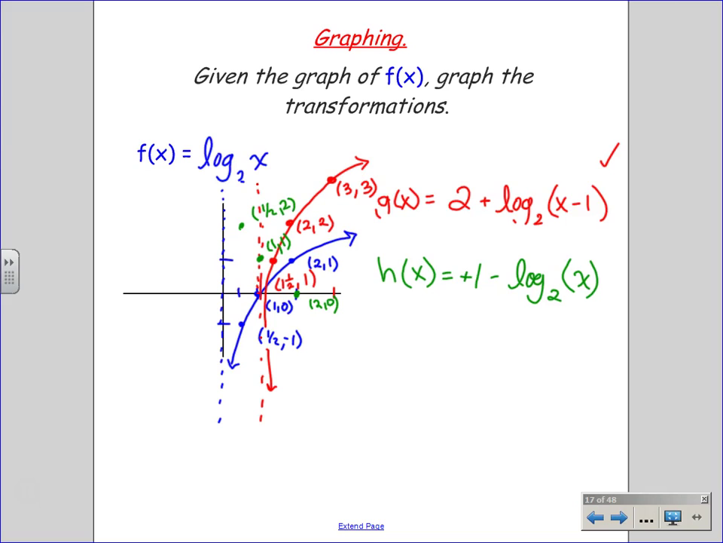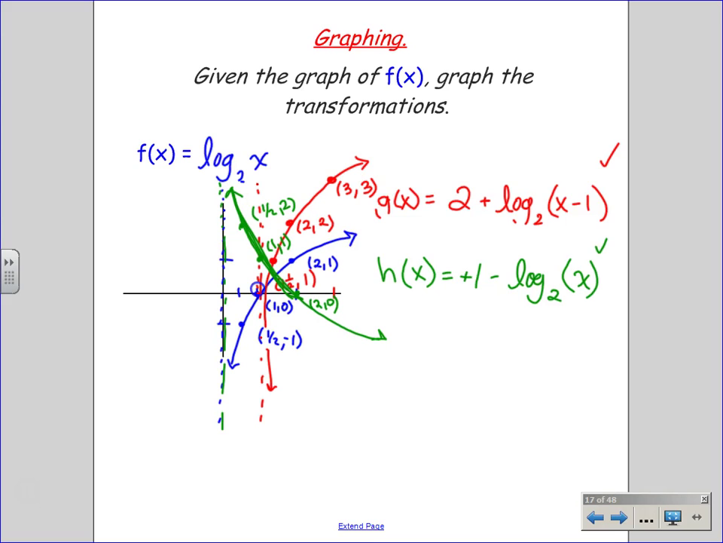So now I have (1/2, 2). What happened to my vertical asymptote? Flip it. Okay, well that's boring. And then up 1. Well, nothing. So it should have been the exact same vertical asymptote. Where's my point? There he is. There we go. And there's H.